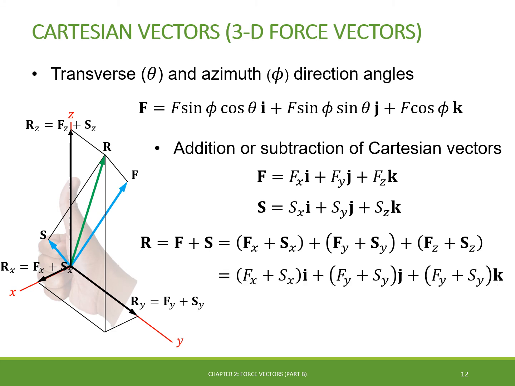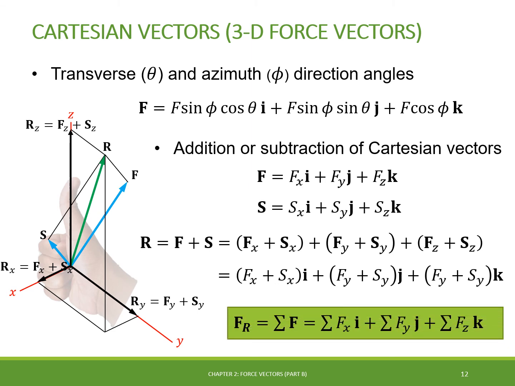We can then write the resultant R in the Cartesian notation using the i, j, and k unit vectors. For a system involving several concurrent forces, the resultant force is the vector sum of all forces in the system. In this equation, the summation symbols represent the algebraic sums of the respective x, y, and z components of each force in the system.